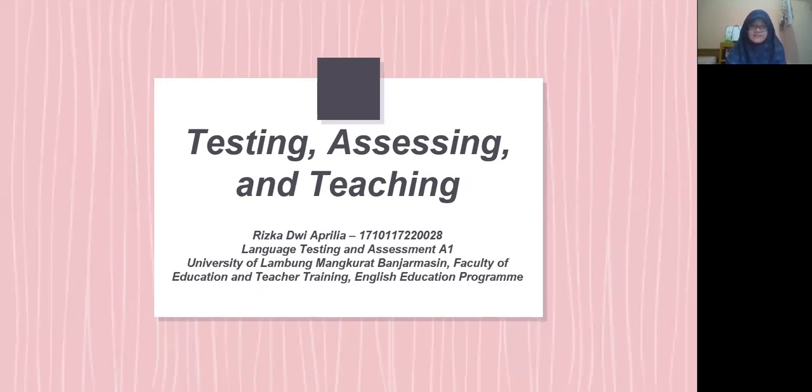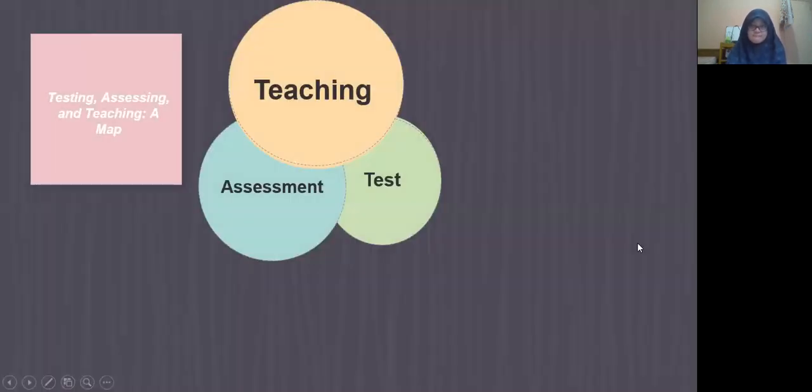Now, we will begin by looking at this map. As you can see, there are three elements in the circle: teaching, assessment, and test. Some circles are bigger than the others, and it shows the relationship between these three elements. Let's take a look at the smallest circle, test.